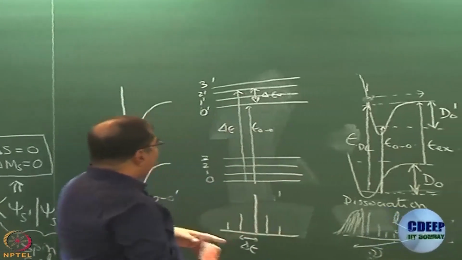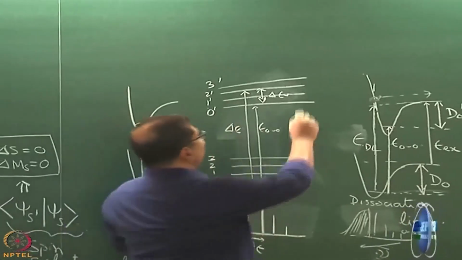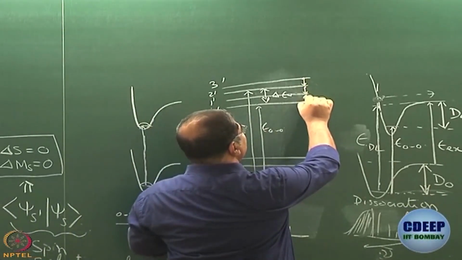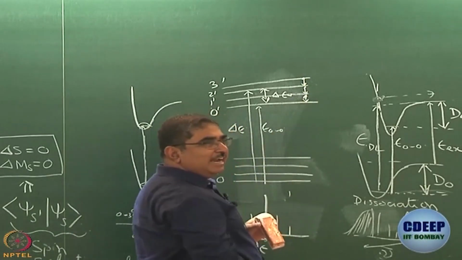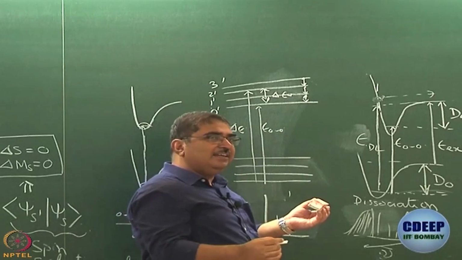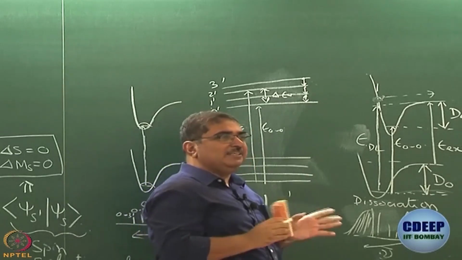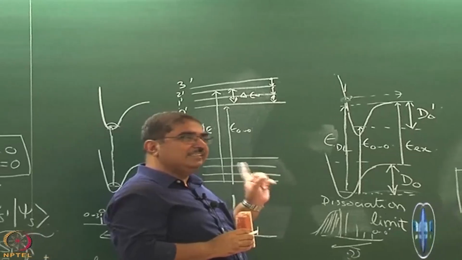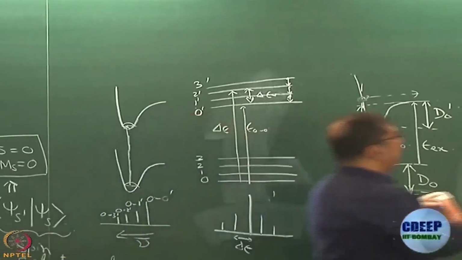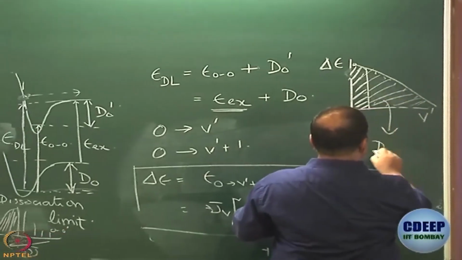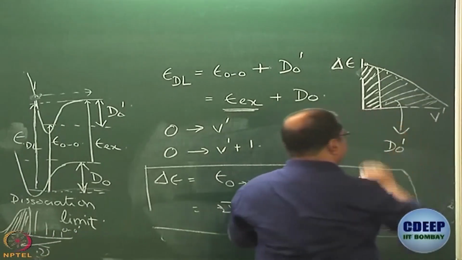So, if I add up all the delta epsilons, what does that give me? This is one delta epsilon, this is another, so on and so forth. So, if I add them all up, what do I get? I do not get dissociation limit, I get D0. But which D0? Ground state or excited state? Excited state, right. So, this area, the entire area is going to give me D0 dash.